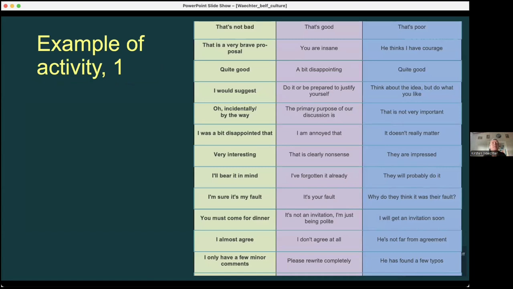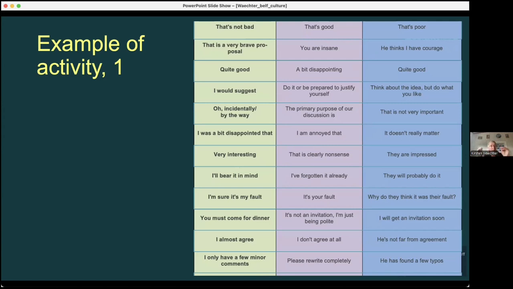This is actually adapted from an article that came out about 12 years ago in the Daily Telegraph. And this is something which reflects on high and low context. So basically hiding the meaning. For example, when a high context speaker says that's not bad, a low context speaker, somebody like me who takes things very directly, would understand that's good, but he actually means it's rubbish. Or when, for example, an English person says, very interesting, they may mean that's clearly nonsense, but I would understand, oh, they're impressed, they like my idea.